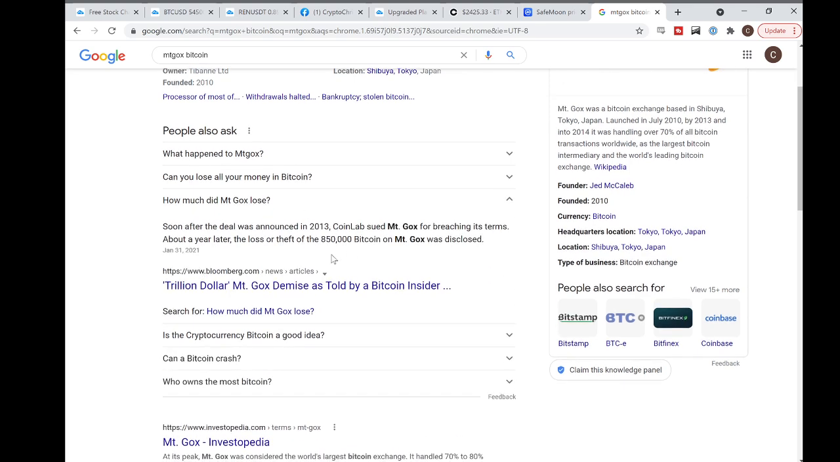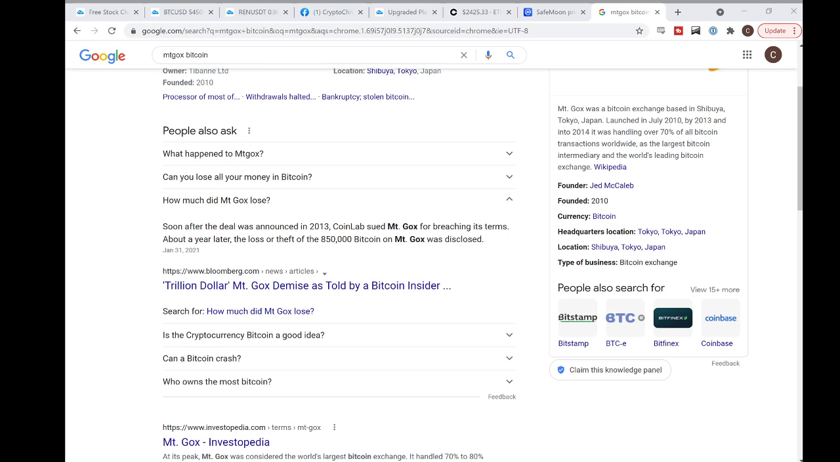And it was an incredible amount. They had 850,000 Bitcoin on that exchange. Let's do the math real quick to get an idea. 850,000 times, let's round it to 60,000. That means they had $51 billion worth of Bitcoin on this exchange. An absolutely incredible amount, right? They recovered some of the Bitcoin, but most people lost all their money.